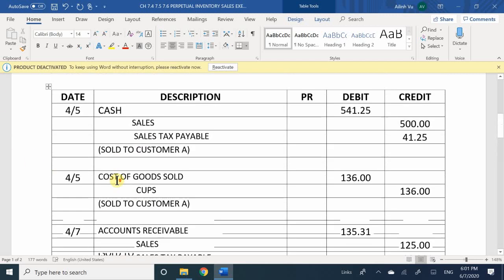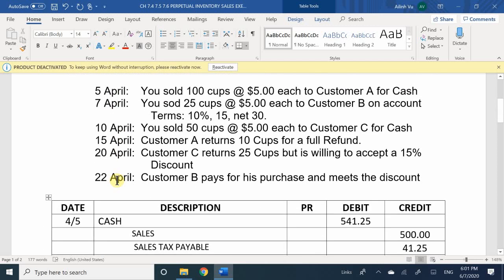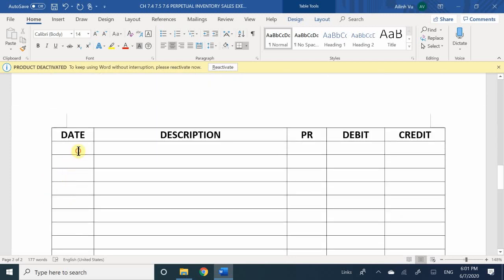Okay, good. Now the next scenario, on April 10th, says you sold 50 cups for $5 each to customer C for cash. So here again we're going to recognize that we sold our items for cash. So here's cash, here's sales, and we're going to recognize the sales tax payable. All right. And I'm also going to recognize that I sold this to customer C.